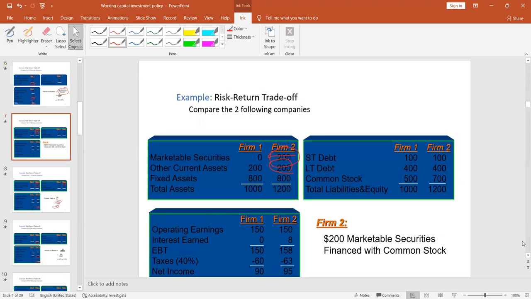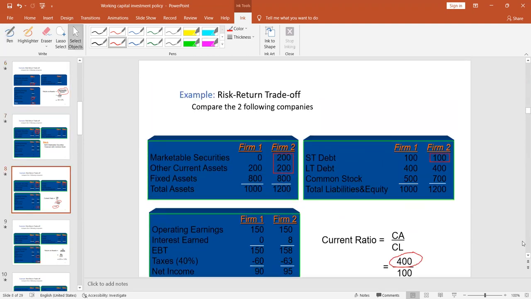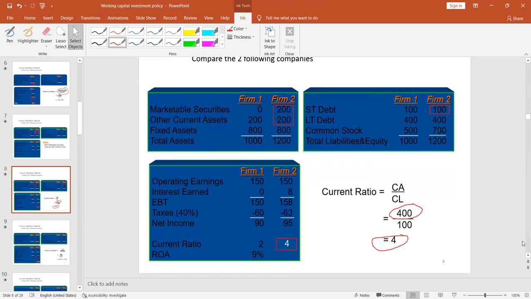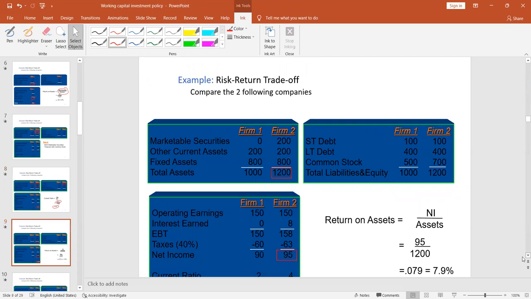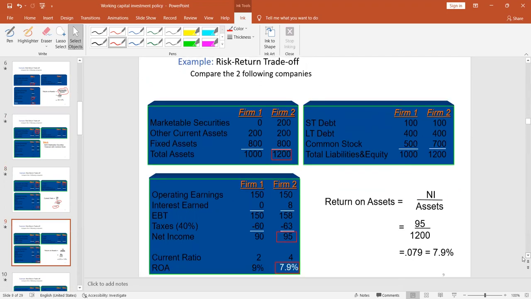Now see firm 2. Firm 2's current ratio is 4, we know. And what is their return on asset? Again, the formula is net income divided by total assets. So what is firm 2's net income? It's 95 from the information. And what are the total assets? It's 1,200. And you see that return on asset is 7.9%.